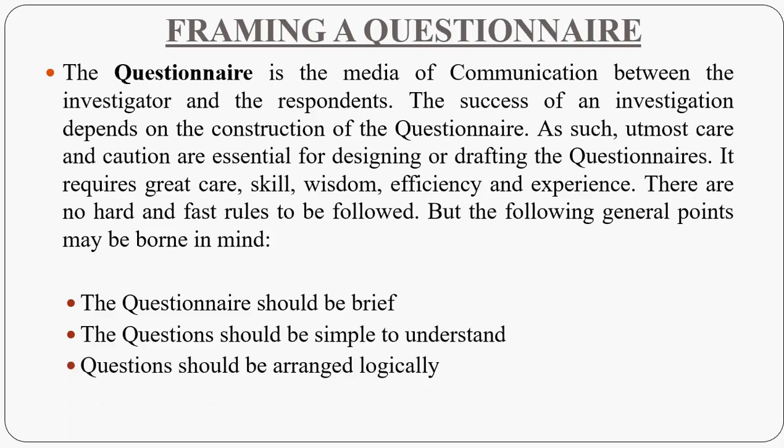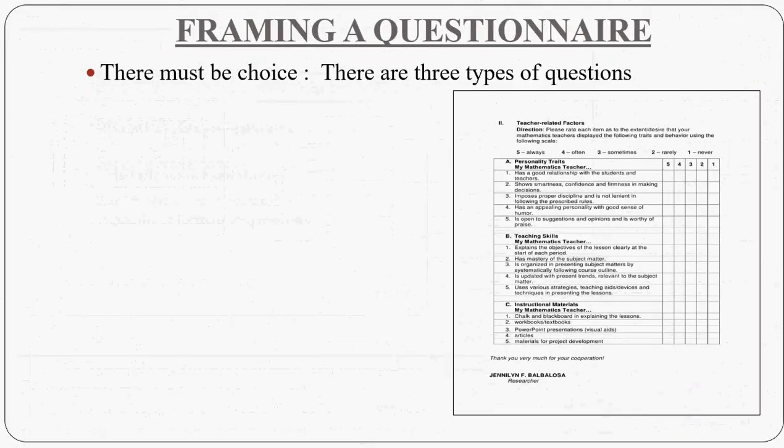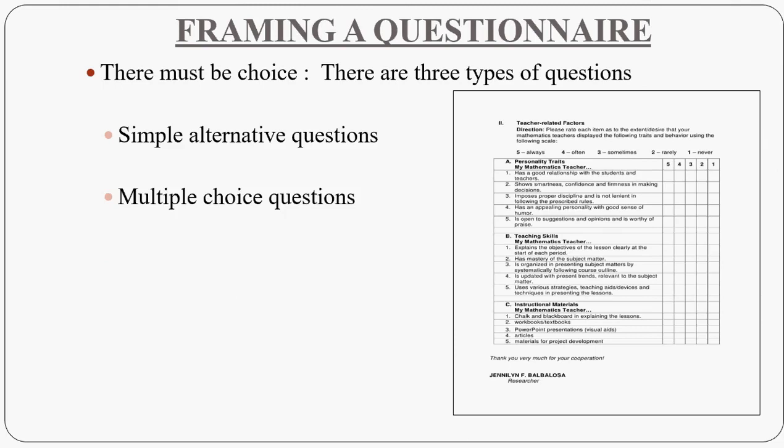Questions should be arranged logically. They should be in a sequence. Also, there must be a choice. There are three types of questions. Simple alternative questions, as I've shown you in the picture of a sample questionnaire on the right side. And it should also contain multiple choice questions and specific information questions. So all these points about framing a questionnaire, I will be discussing in more detail in the next part of the video lecture.